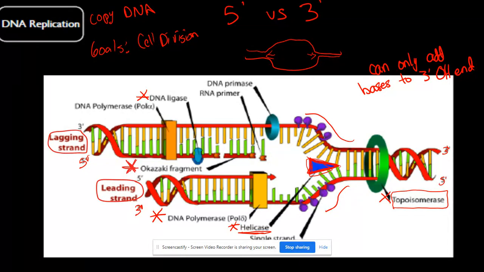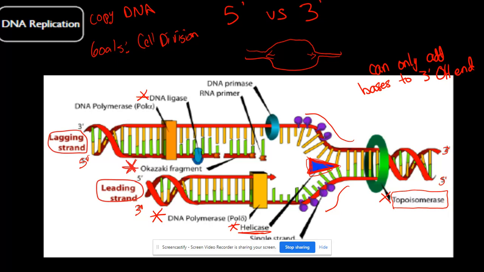And the leading strand, in this case, is going to be on page 315. So go to 315 real quick. We're going to notice that as a molecule is built, bases are only added to the 3' end. So the new strand being built is being built from 5' to 3'.